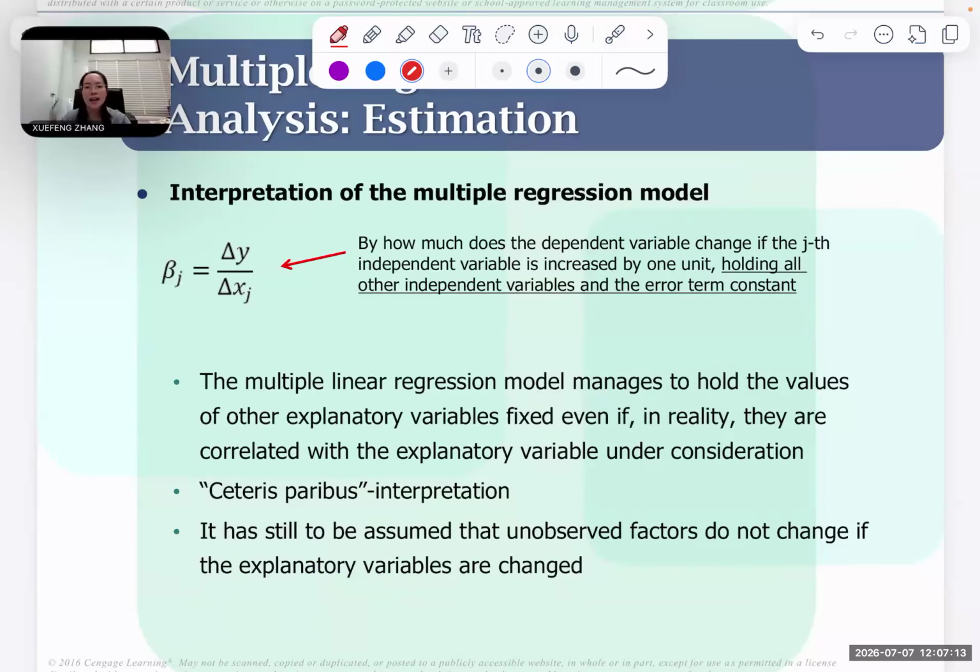This slide gives us the exact meaning of each beta. By definition, beta j equals delta y over delta x j, the amount y changes if the jth x increases by 1 unit, holding all other x and the error term constant. In plain words, beta j isolates the pure effect of one variable, and we freeze everything else in place.